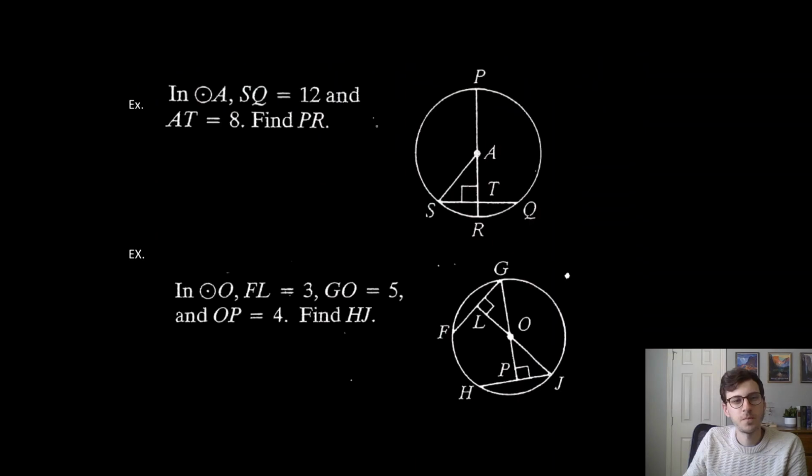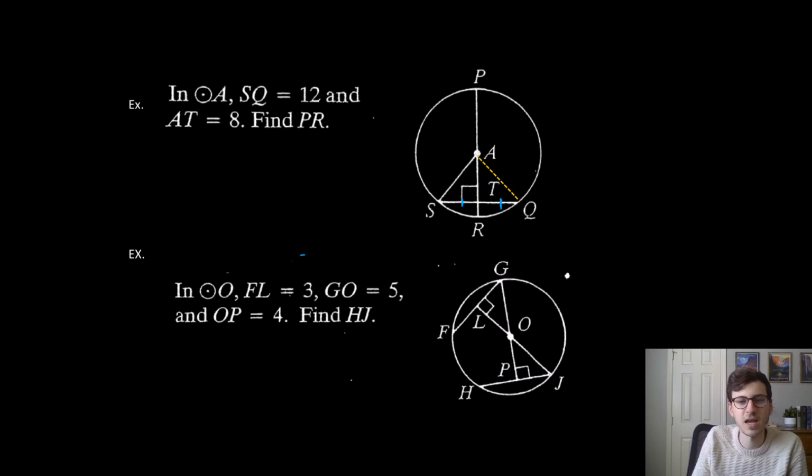A few more examples. In circle A, SQ is 12, and AT is 8. Find PR. Okay, so if SQ is 12, and this is perpendicular, and PR is a line, that means it must be a diameter. That means that SQ has been bisected. You can even see that because this is an isosceles triangle; it has the same radius AS and AQ. So that's going to bisect here.